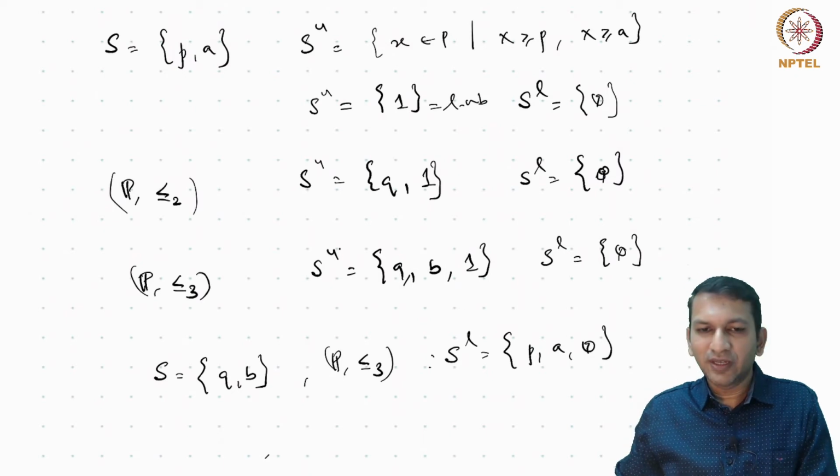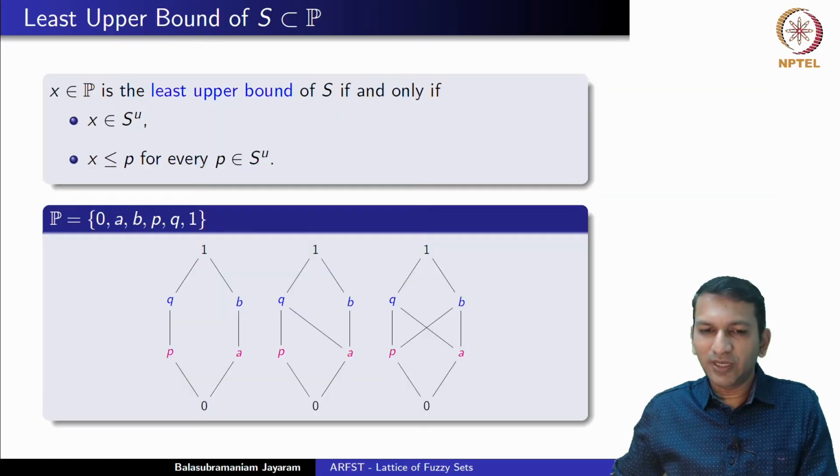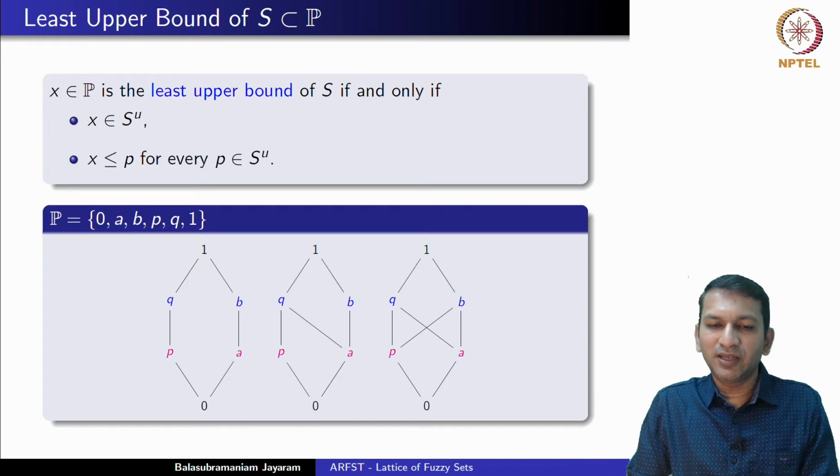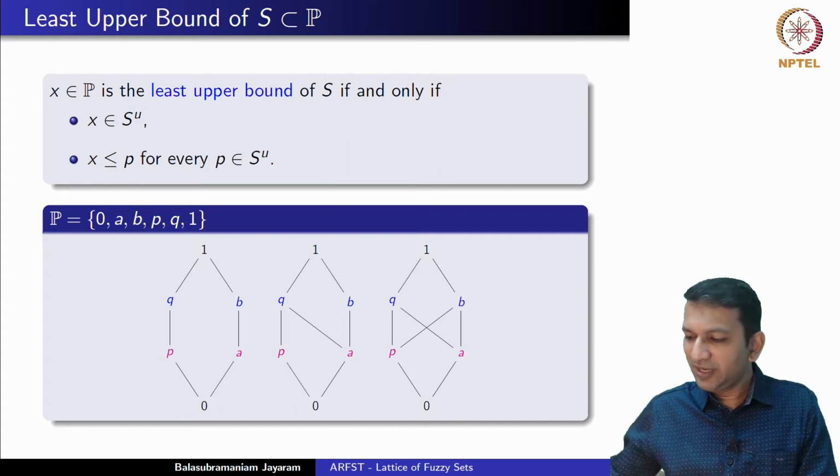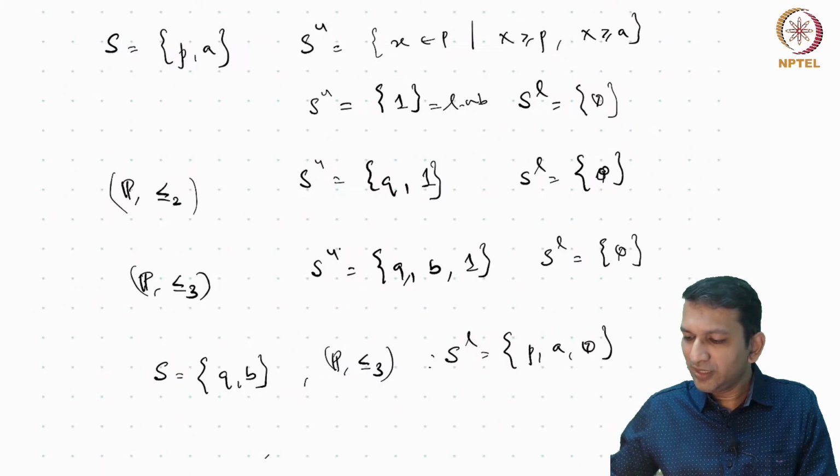In the case of the second poset, we know that both Q and 1 are the upper bounds of the set {P, A}. Now the least upper bound is that upper bound which is smaller than every other upper bound. Clearly, that means Q is the least upper bound.